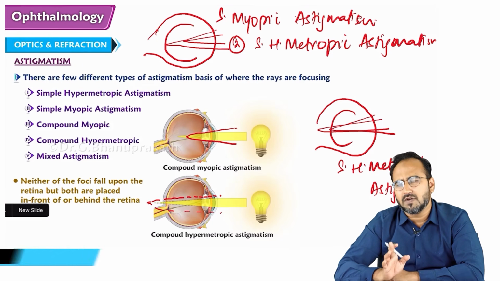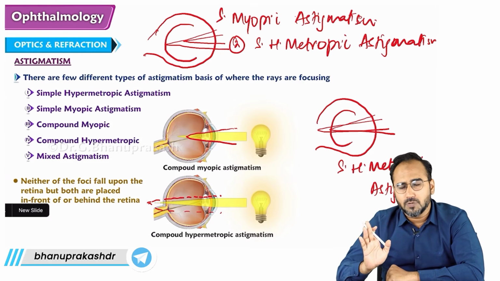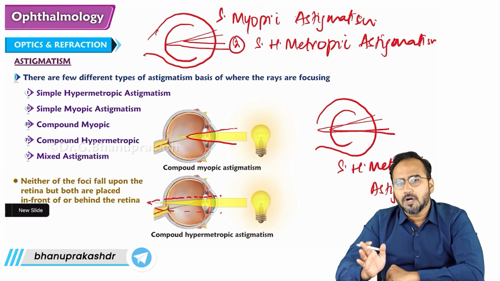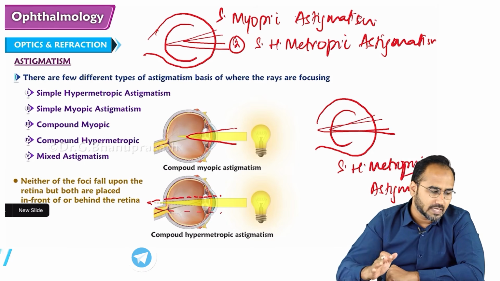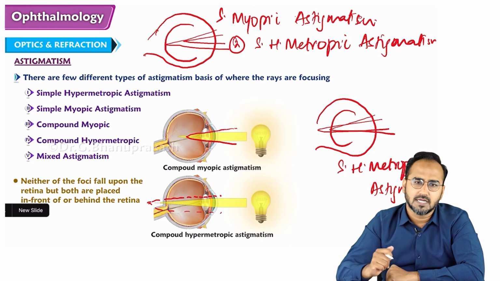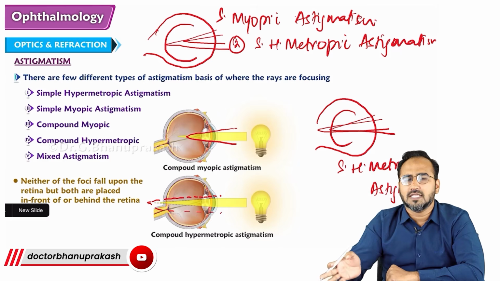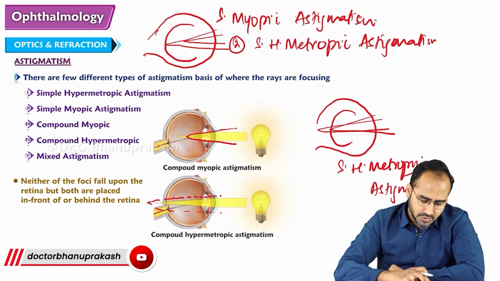Anyways, guys, remember simple myopic is there, simple hypermetropic. Simple myopic means one is focusing on the retina, one is focusing before the retina. Simple hypermetropic means one is focusing on the retina, one is focusing behind the retina. Compound myopic means both are focusing before the retina. Compound hypermetropic means both are focusing behind the retina. Mixed means one is focusing in front of the retina, the other is focusing behind the retina. So these are what, guys?